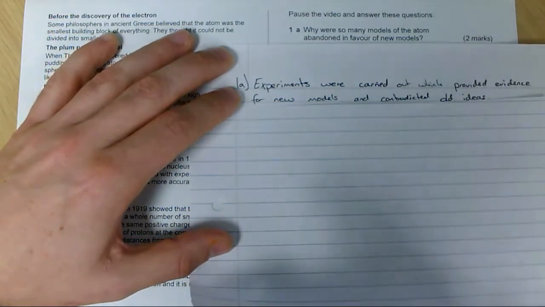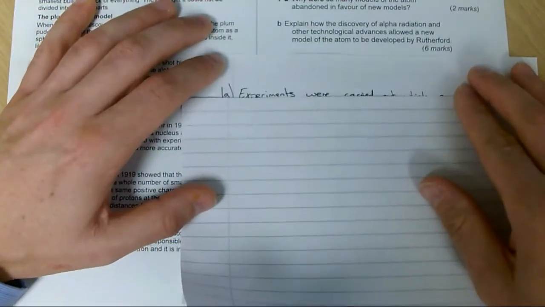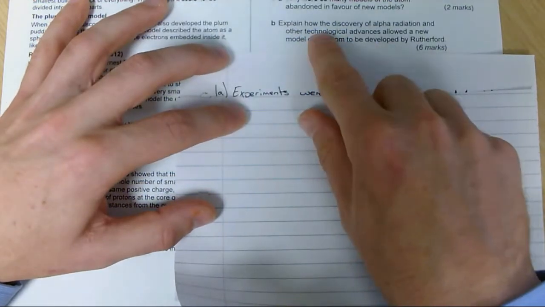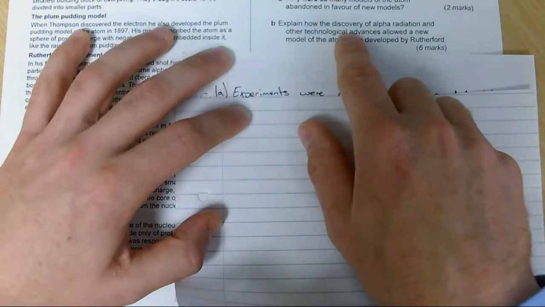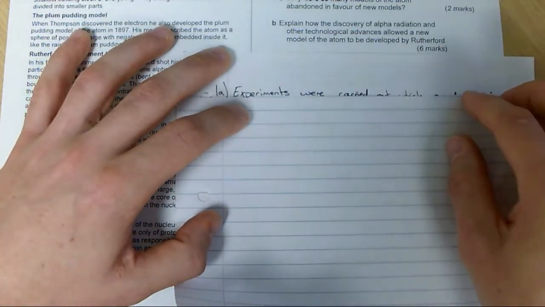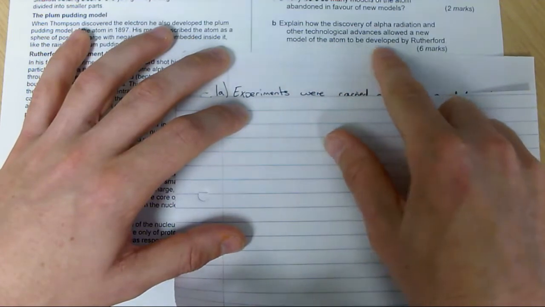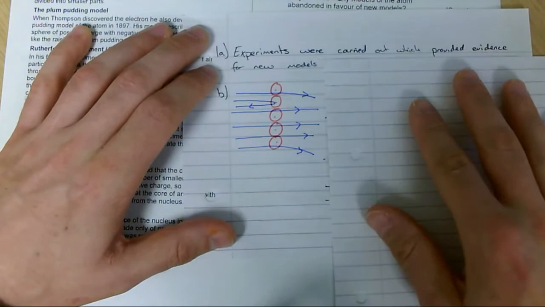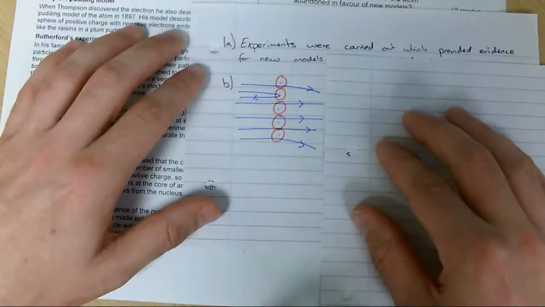Question 2 is a slightly longer question. This is a 6-mark question. So it appears quite complicated because we've got other technological advances which maybe aren't always highlighted, but it's actually quite an easy question to answer. So the key thing is a new model of the atom to be developed by Rutherford. So if you remember Rutherford's experiment and the results, you can get most of these marks really easily.